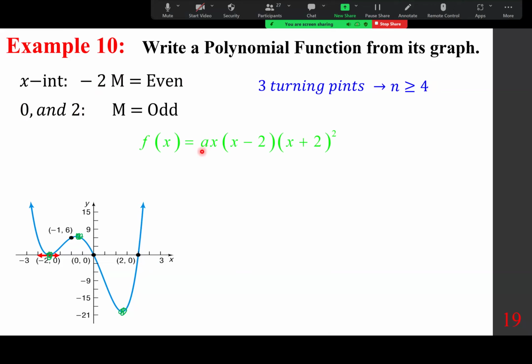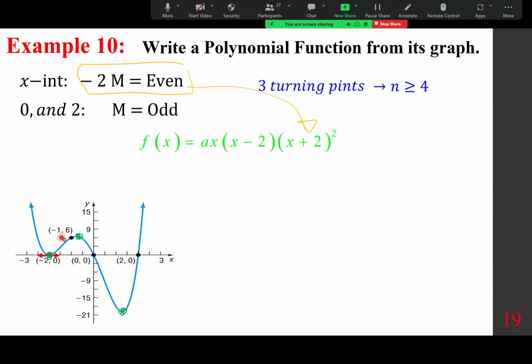But let's find out what happened here. 0 means x minus 0, x. 2 means x minus 2. -2 means x plus 2. It's even. So please understand that this means this one. The next step is to pick an easy point from the graph and plug in and find the missing a.